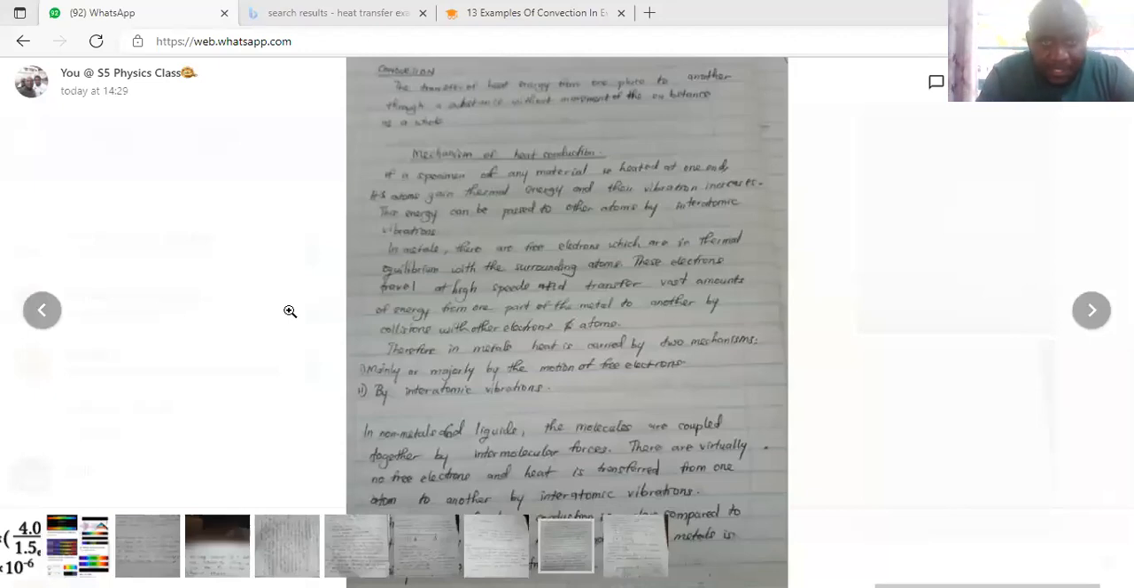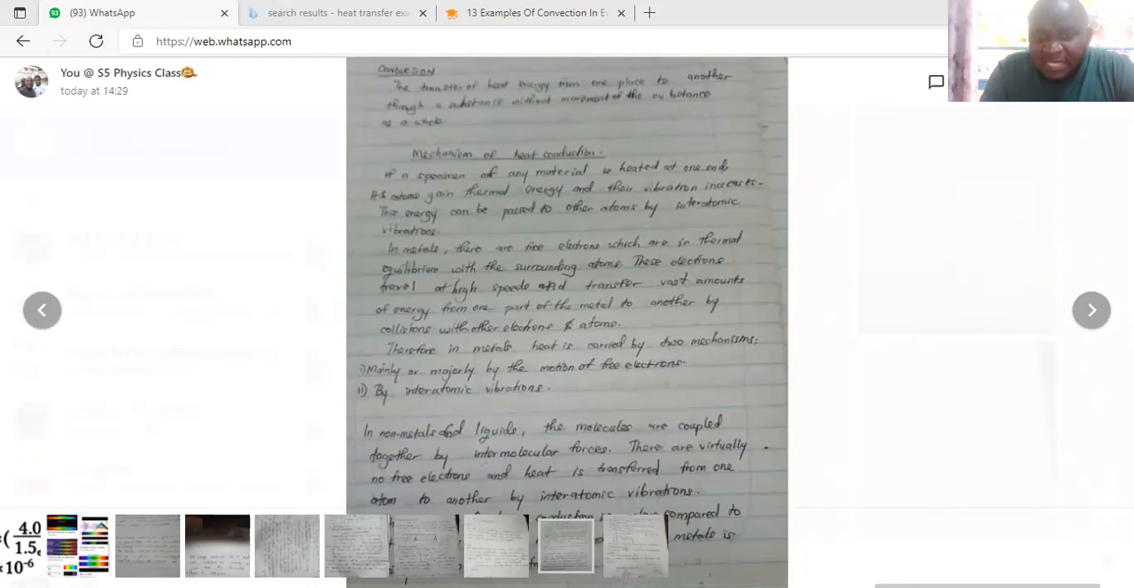So we are saying, for example, if a specimen of any material is heated at one end, its atoms gain thermal energy and their vibration increases. This energy can be passed on to other atoms by interatomic vibrations. In metals, there are free electrons which are in thermal equilibrium. So other solids like metals have free mobile electrons which can move. Now, when they gain thermal energy, these electrons travel at high speeds and transfer vast amounts of energy from one point to another of the metal, by collisions with other electrons and atoms.